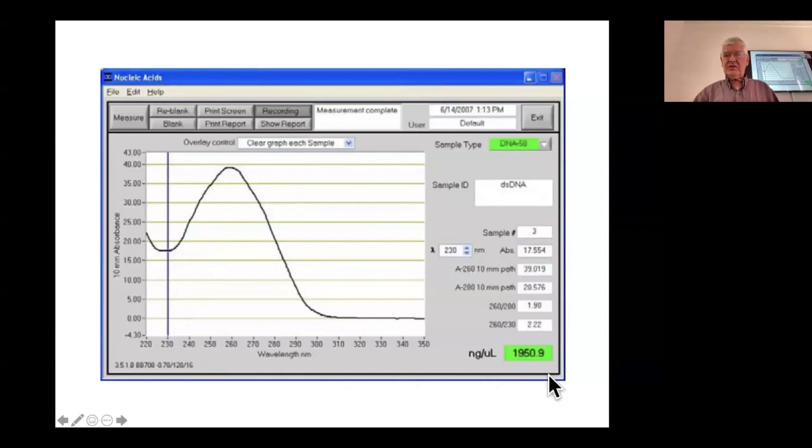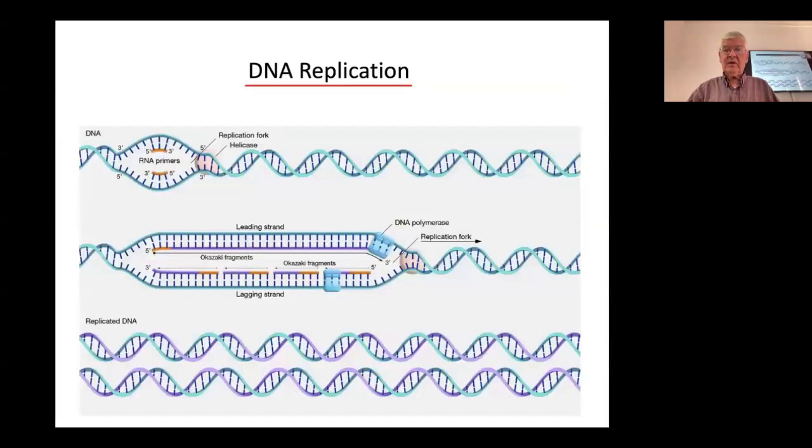And the machine tells you that your sample has 1,950 nanograms of DNA. Okay, so this DNA would look very clean. It's a nice clean spectrum for DNA. You know exactly how much you've got. Now, what kind of DNA is it? So, is it a big piece, little piece? The next step is a frequent, highly used lab technique.